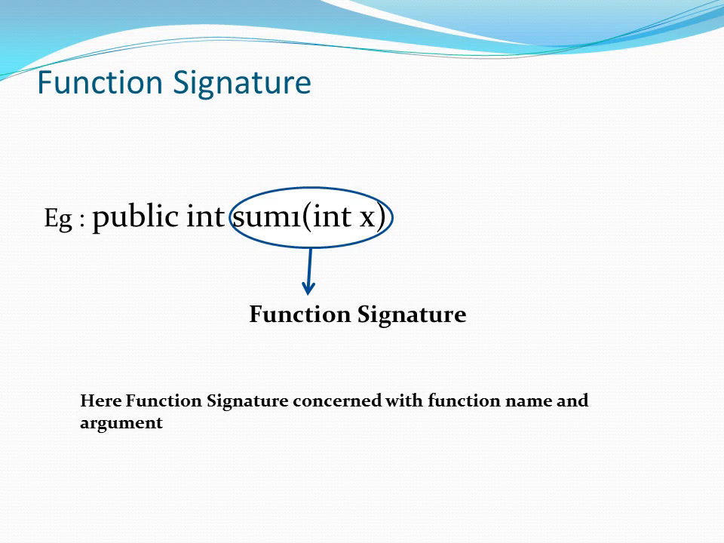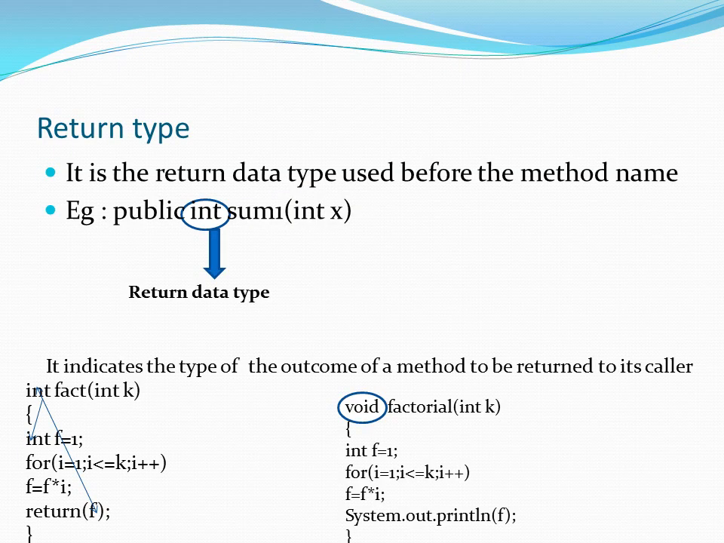Next component is the return data type. It is the return type used before the method name. It indicates the type of value a method returns to its caller module. In this example, the fact function returns the f value, which belongs to the integer data type. So, here the return data type of the function is int.